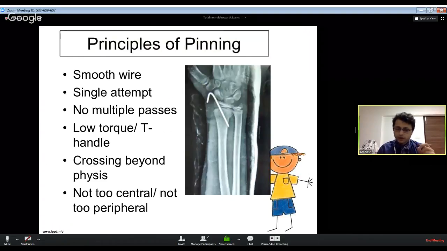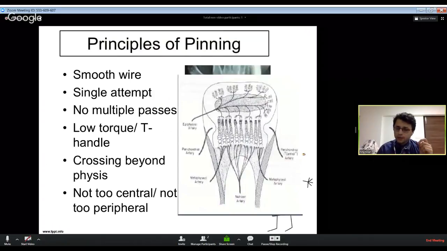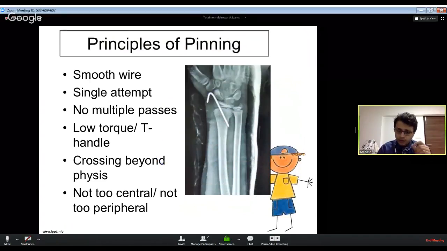And this point is important. That is, not too central, not too peripheral. What does that mean? There is a peripheral ring of Lacroix, which is a vascular ring at the periphery of the physis. Now that can be hampered, or irritated or damaged if you pass a wire which is too peripheral in the physis. So the ideal position of the wire is this. That is the junction of the middle one-third and lateral one-third of the physis.